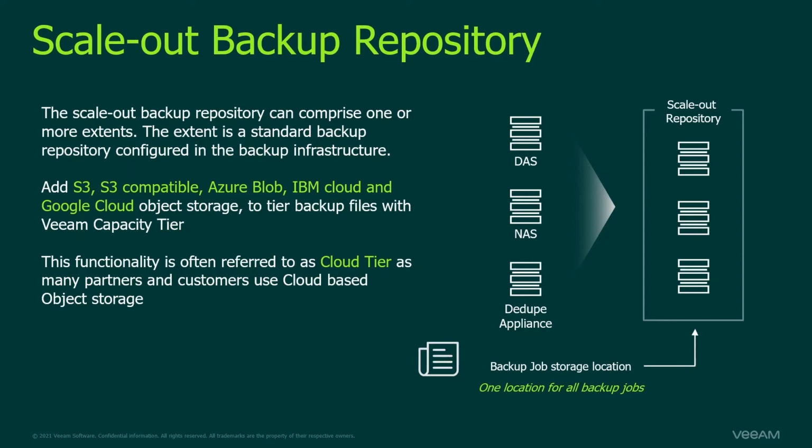Later on, we are going to add object storage repositories, and that can be S3 compatible, Azure Blob, IBM Cloud, and Google Cloud Object Storage to tier the backup files within our scale-out backup repository with the capacity tier.